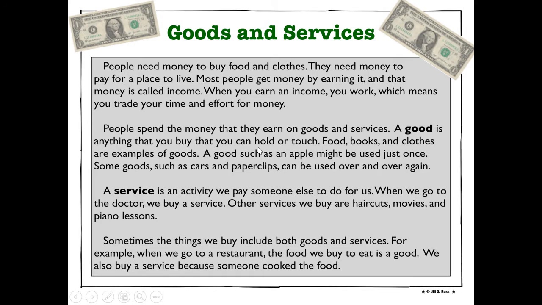Goods are the things that you can hold or touch: food, books, clothes, cars, paper clips, your house, and things around your room that you can hold or touch are called goods. We also pay for services. Services are an activity that we pay someone to do, like a doctor, a nurse, haircuts, going to the movies, piano lessons, car wash. Those are services.